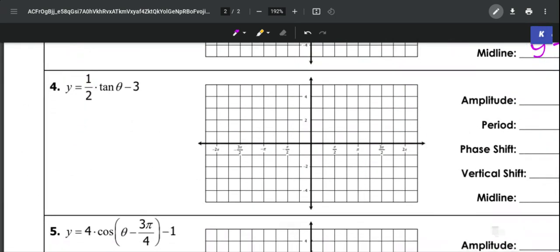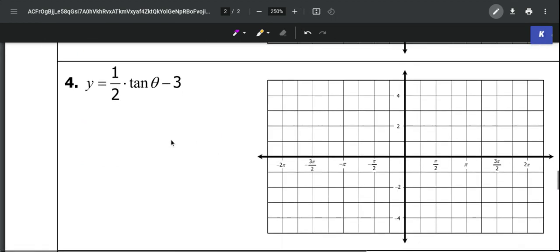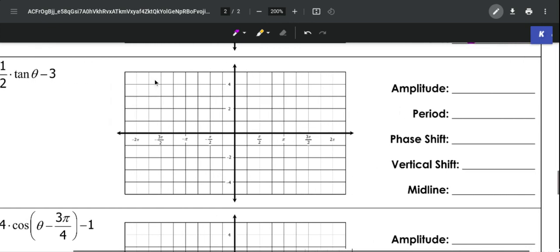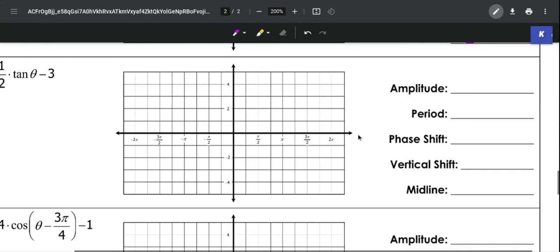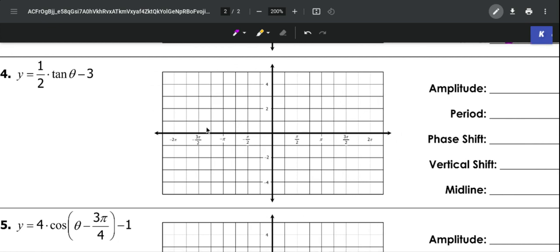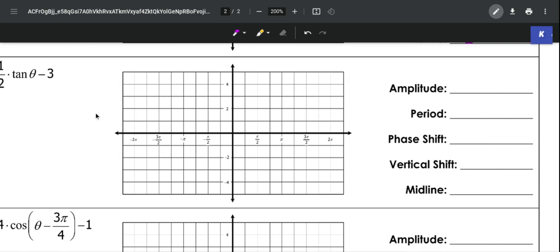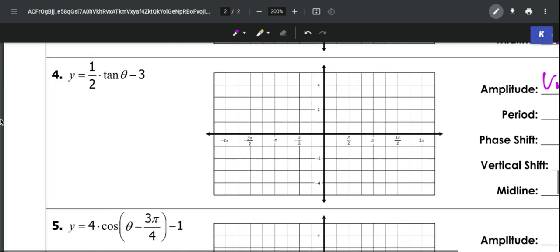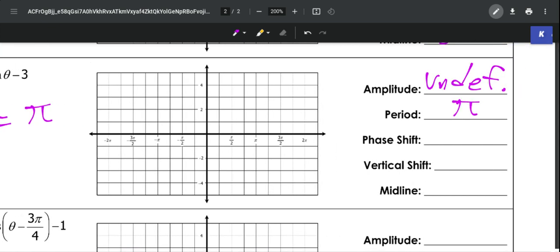All right, so next we've got tangent. So we've got y is equal to 1/2 times tangent theta minus 3. So let's just go ahead and get down all of this information here. Then we'll look at actually graphing this. So tangent, the amplitude is always undefined. The period comes from b, which b here, there's nothing multiplied in front of theta, or at least nothing that we can see, but there's understood to be a 1 there. So in this case, to find the period, it's pi over b, which is just pi over 1, which is pi. So the period here is pi.